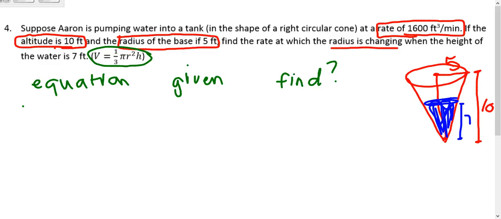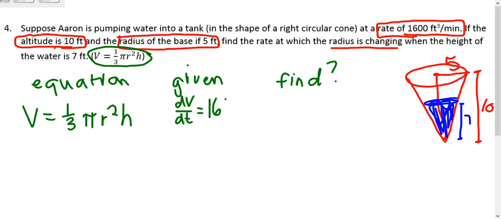So our equation we have here is 1/3 pi r squared h. We are given dV/dt, which is 1,600 feet cubed per minute. We are given the actual height, which I've noted over here, the actual radius, which I've noted over there, and the radius at a time, which I've noted over there. So we need to look at a couple of things here, and let's not forget to note what we need to find. We need to find dr/dt.